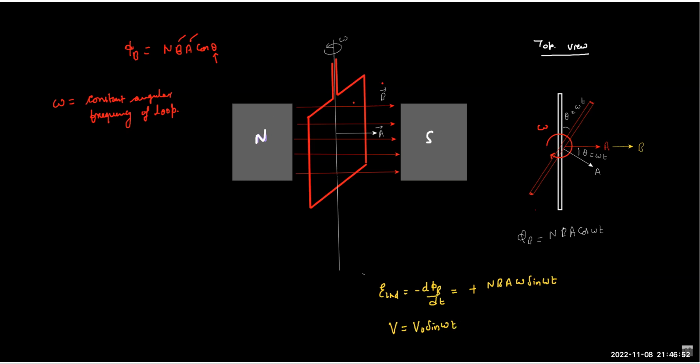what you can understand from this expression is that a loop which rotates with constant angular velocity is the best way to produce a sinusoidal voltage source. And V naught is the maximum induced EMF, which is given by NBA omega. So NBA omega is the value of maximum potential difference that can be developed due to the rotation of the loop.